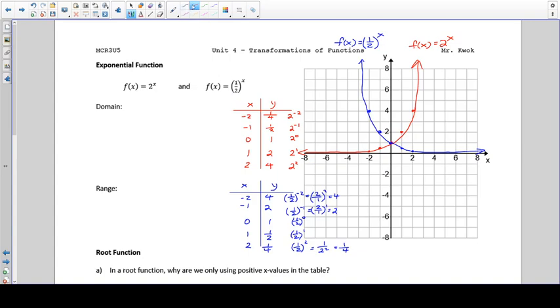Okay. So let's look at the domain and range of each of these. So I'm going to make some correction over here. Range of that, and let's do domain and range for this function as well. Okay, let's begin. Oops, sorry about that.